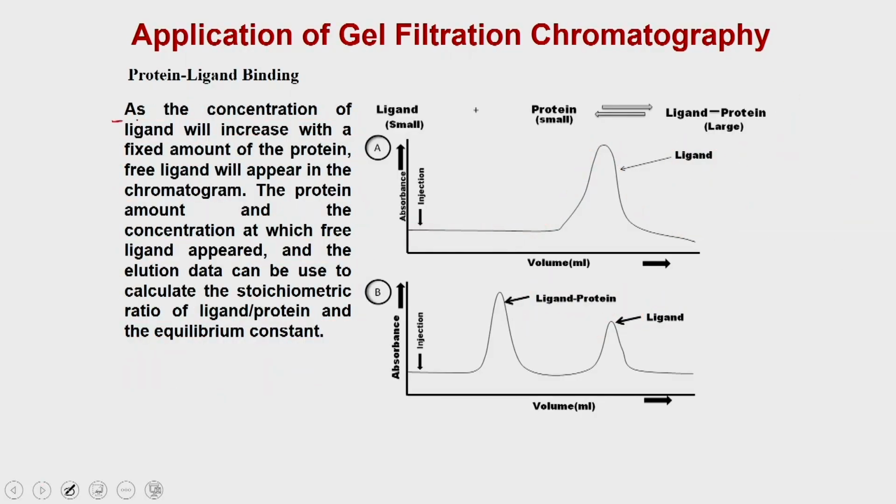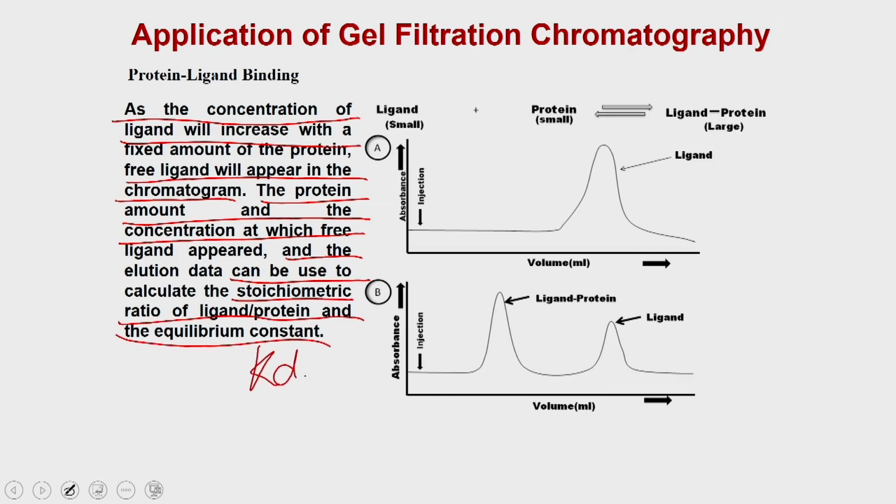So, as the concentration increases with a fixed amount of the protein, the free ligand will appear in the chromatogram. The protein amount, the concentration at which the free ligand appeared, and the dilution data can be used to calculate the stoichiometric ratio of ligand protein and the equilibrium constant, which means you can calculate the dissociation constant Kd.